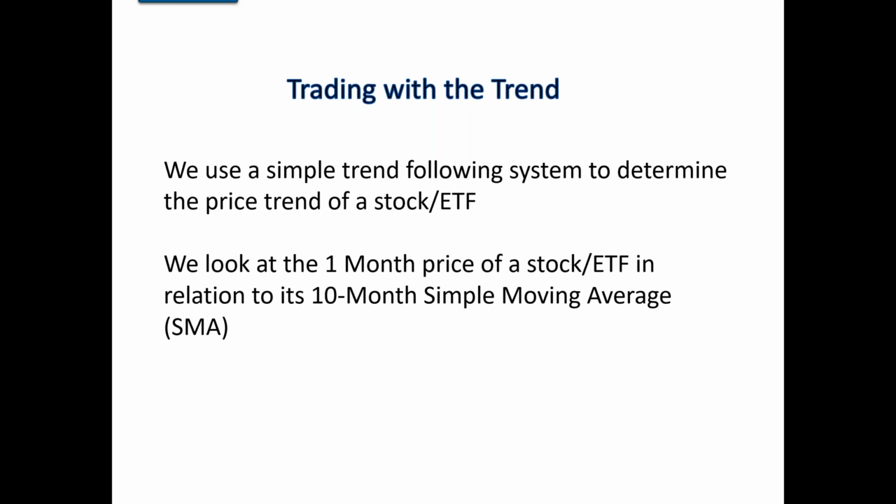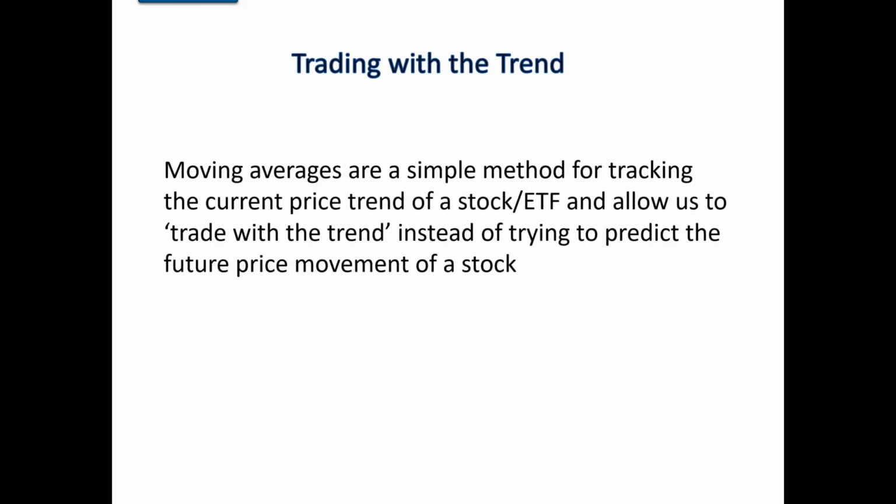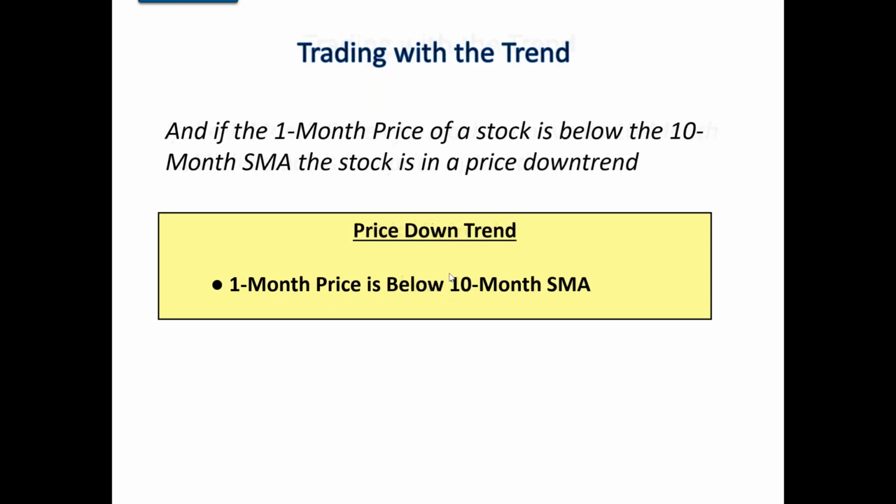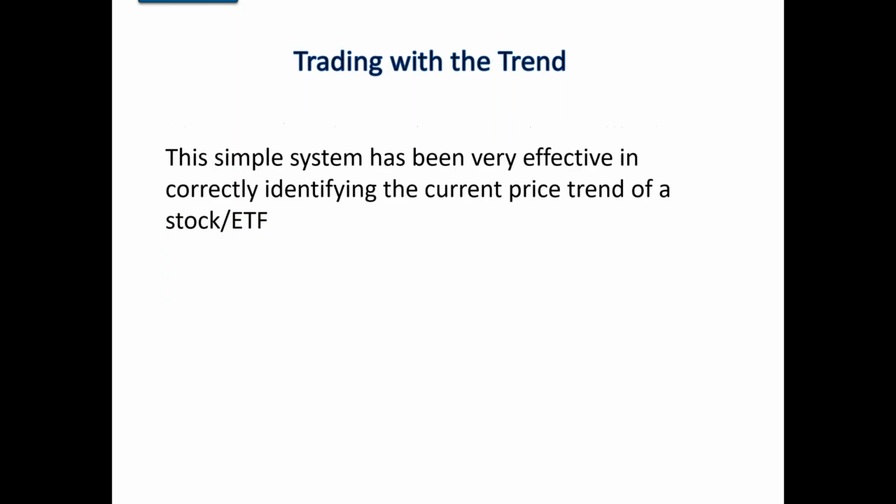And we use a simple trend following system to determine that price uptrend. We look at the 1-month price of the stock or ETF in relation to the 10-month simple moving average. Moving averages are a simple method for tracking the price trend. The 10-month simple moving average is calculated by adding the 1-month price over the last 10 months and dividing by 10, a very simple indicator. The stock or ETF is in a price uptrend if the 1-month price is above the 10-month simple moving average, and in a price downtrend if that 1-month price is below the 10-month simple moving average. So we just use a very simple trend indicator. We want to make sure that the stock or ETF is trending up.